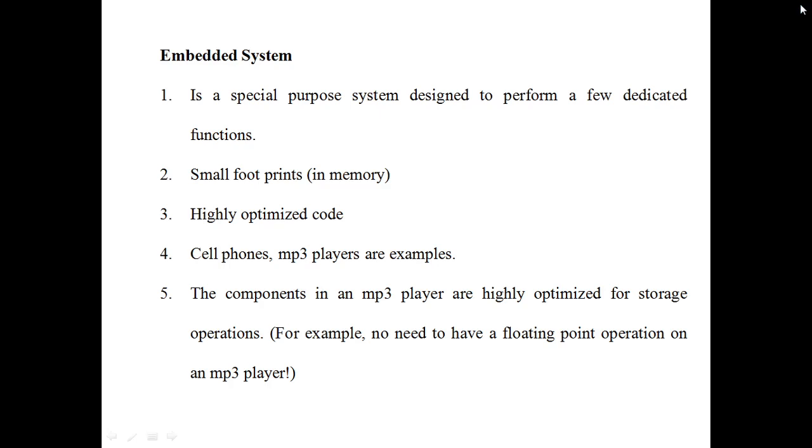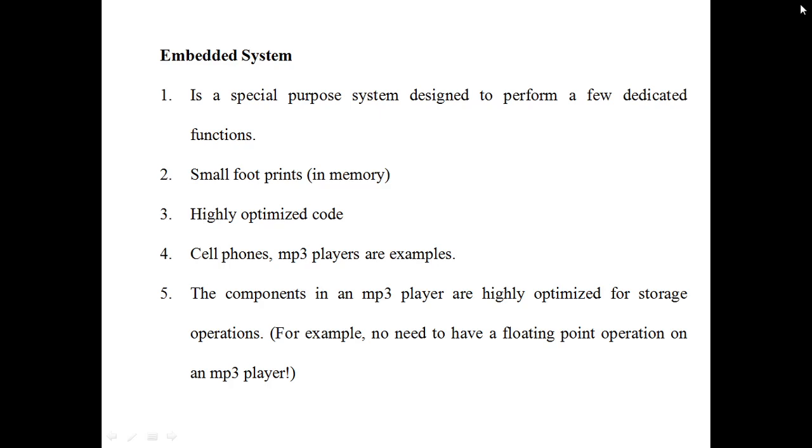An embedded system is a combination of software as well as hardware. It is a special-purpose system designed to perform a few dedicated functions, and it also has a small memory footprint. Memory is the main concern for all kinds of devices, because we have to store a large number of files in our devices. So the main optimization should be on memory, and the code of your embedded controller is highly optimized.